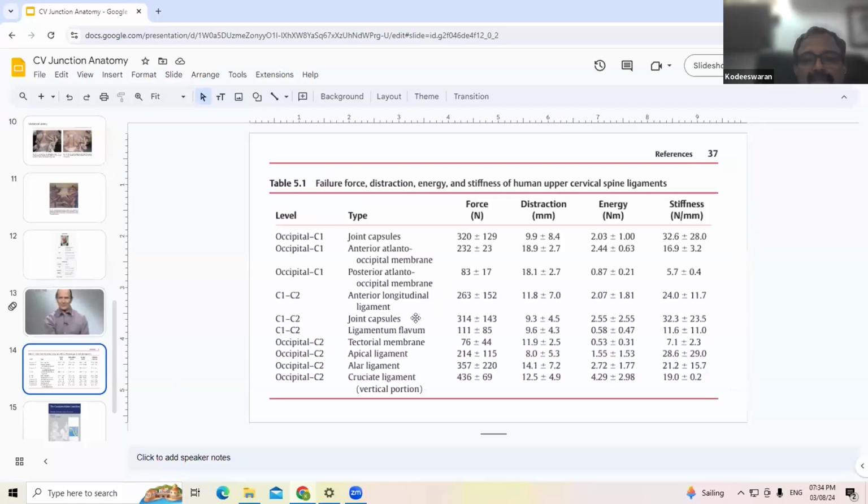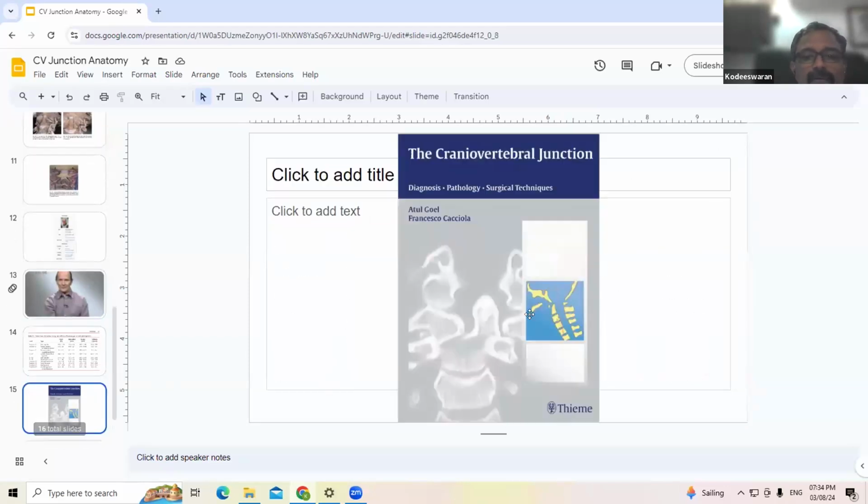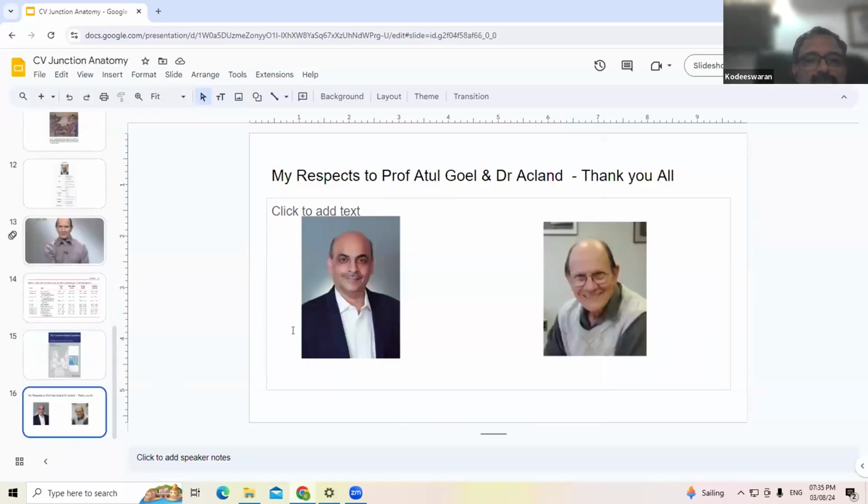Now, this is the reference taken from Professor Atul Goyal's book. The maximum strength among the ligamentous structures is the cruciate ligament. Next to the cruciate is the alar ligament. This is the book written by Professor Atul Goyal. Those who are passionate about the CV junction should go and read this book. My respects to Professor Atul Goyal and Dr. Ackland. Thank you all for your attention.